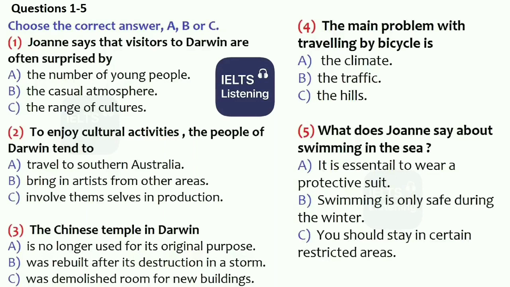You said it's very international? Yeah, they say there's over 70 different nationalities in Darwin. For instance, there's been a Chinese population there for over 100 years. We've even got a Chinese temple. It was built way back in 1887, but when a very bad storm, a cyclone in fact, hit Darwin in the 1970s, it was almost completely destroyed.